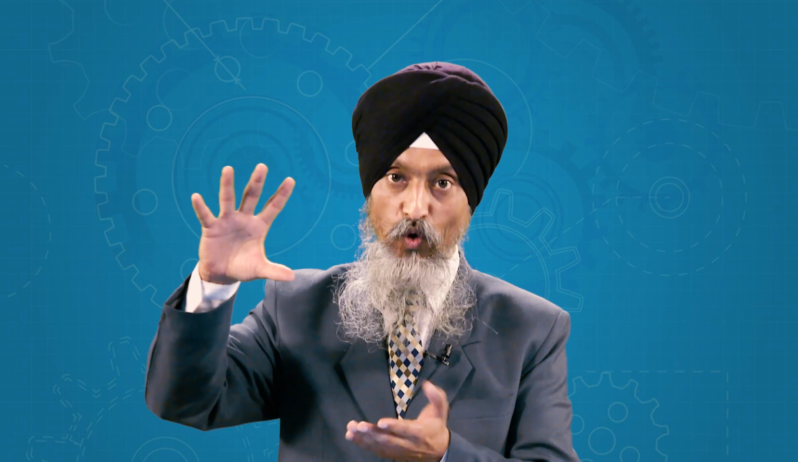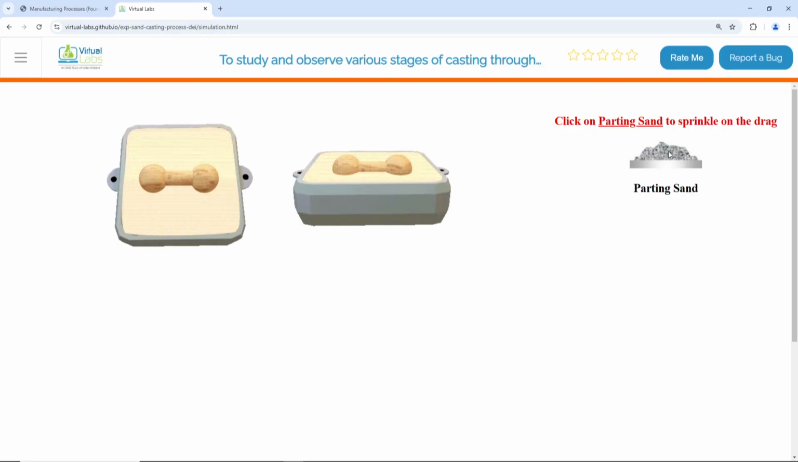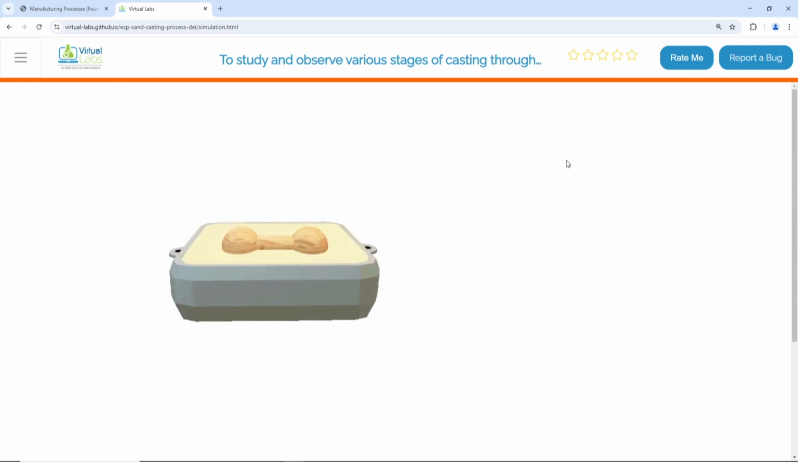If we make cope and drag and do not put any parting material in between, that will stick together. The sand particles will stick together. So we have to put dry sand. It is parting sand that is completely dry, that does not have cohesiveness property, that is sprinkled here. So this is my sprinkle step. It is being sprinkled so that the upper part of the flask does not get fixed into it. The sand does not get fixed into it.